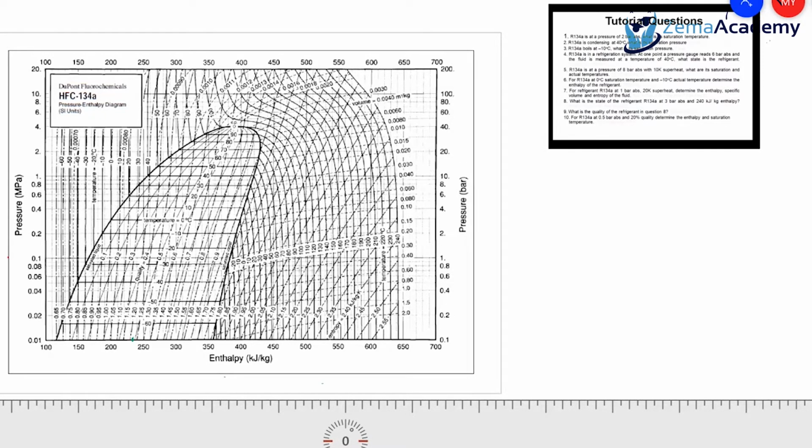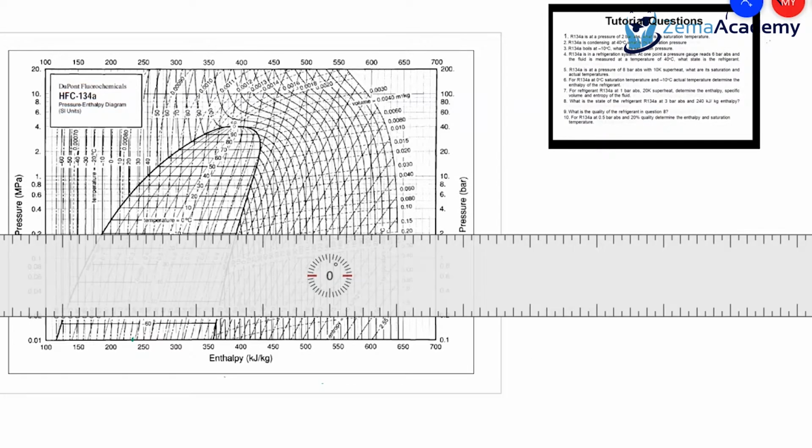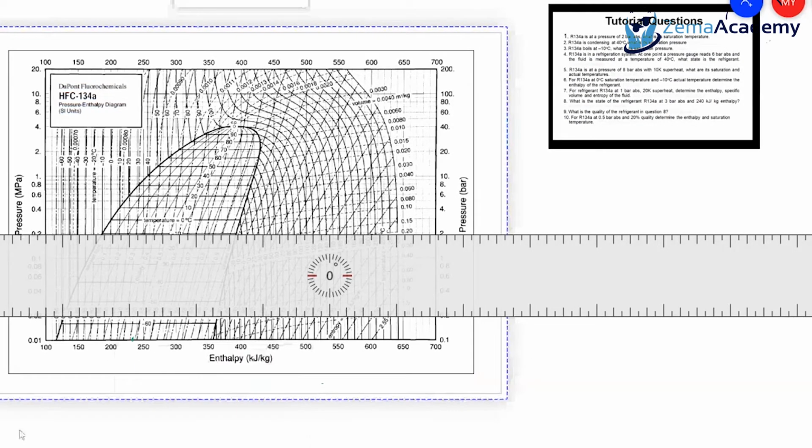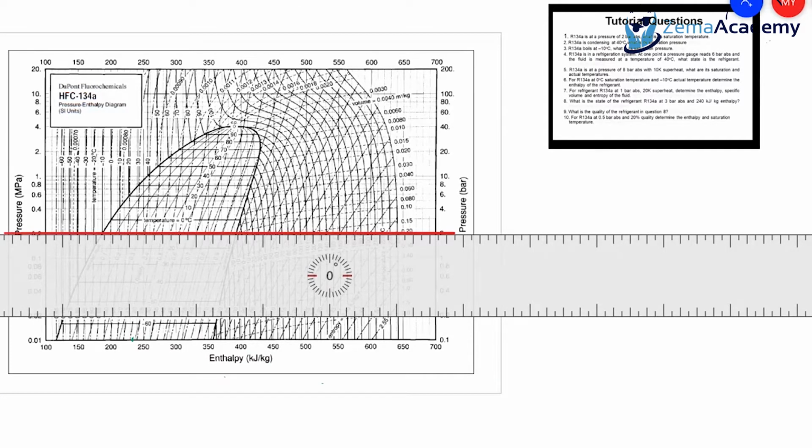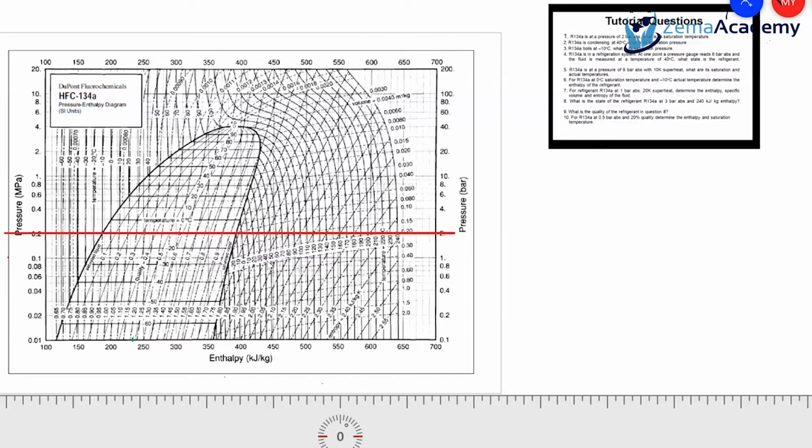On one side, we've got the pressure in bars, and on the other side, we've got the pressure in megapascals. So let's find 2 bar. Let me draw a line at 2 bar. Okay, so at 2 bar, it asks what is the saturation temperature.